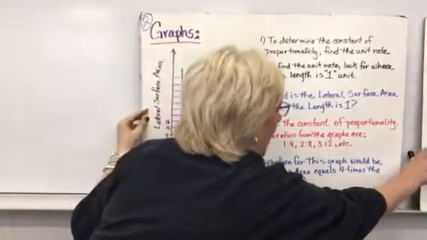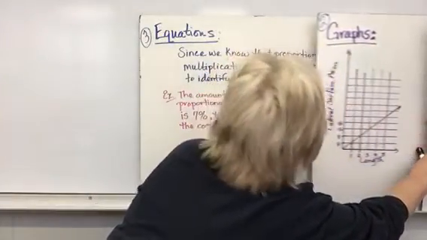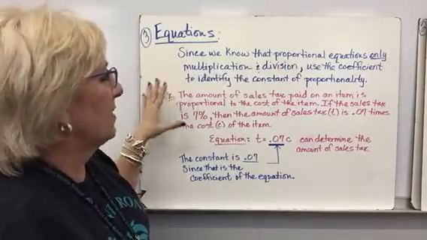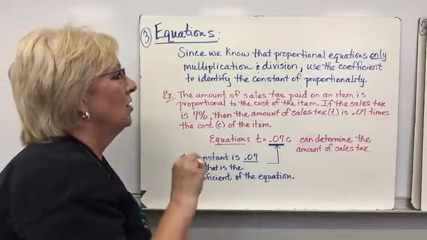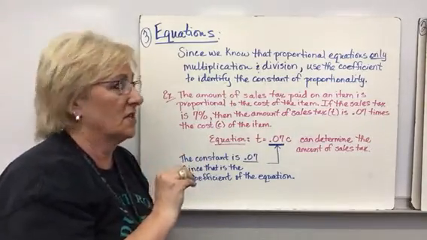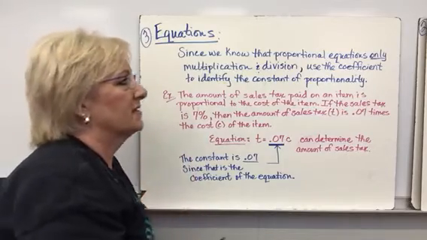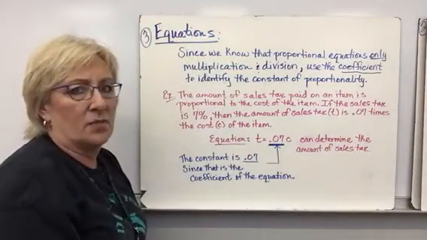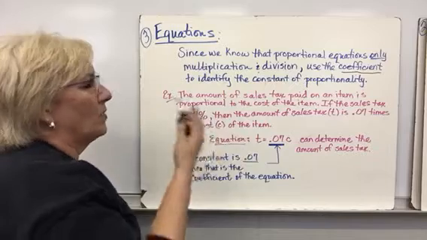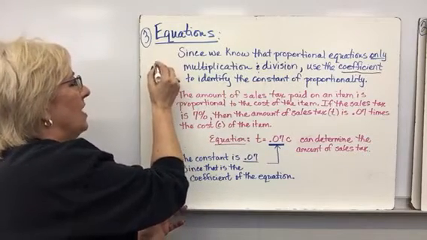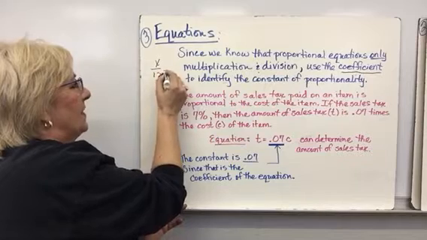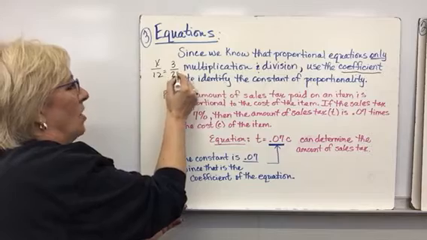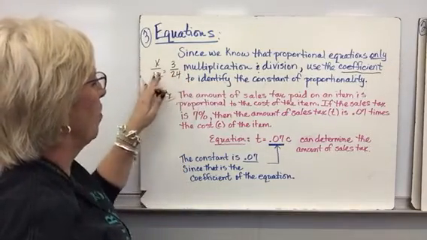We can also look at them when we're looking at equations. Here I've got a word problem. Since we know that proportionality equations only use multiplication and division, we're going to use the coefficient, and this is the big word here, the coefficient, to identify the constant of proportionality. For example, what we mean by multiplication and division: x over 12 is the same thing as 3 over 24. We're going to look at this and say, okay, what can it be?